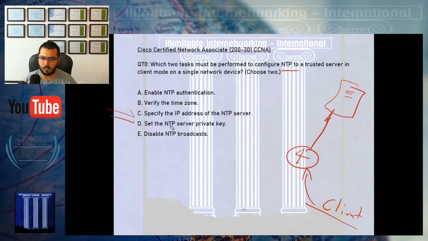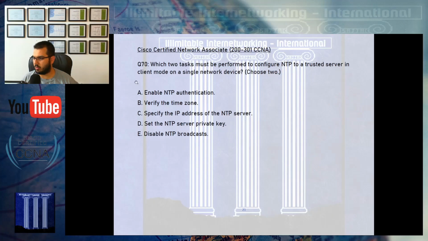I will go with the private key, because there should be some encryption between us. Especially if it was SNMPv3, then there will be some encryption between them, and there is a private key between them. Okay, so it will be C and D. C definitely no discussion, and D also for encryption. Okay, this is for question 70. Almost done with this video.